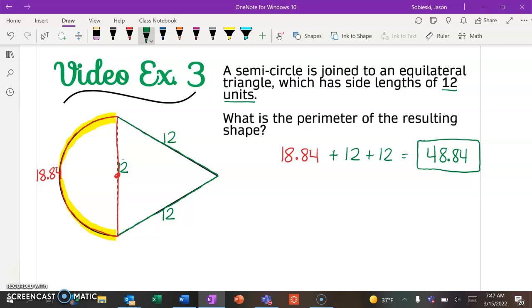So again, they might give us a complex shape like this, but if we can break it down into shapes that we know how to solve, like a triangle and a semicircle, we'll be able to solve it.